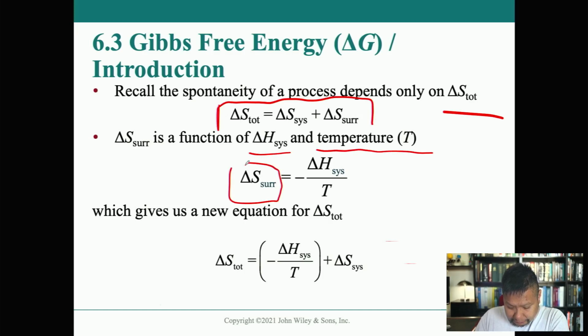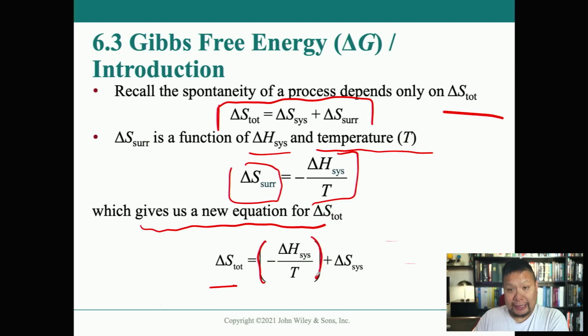So the delta S surroundings can be organized in such a way that delta S surroundings equals the negative of delta H system, the enthalpy of the reaction, divided by the temperature. Which gives us this new equation for delta S total: delta S total equals the negative delta H system divided by T plus delta S system. So again, a lot of math there, but it's okay. Just hang in there with me.